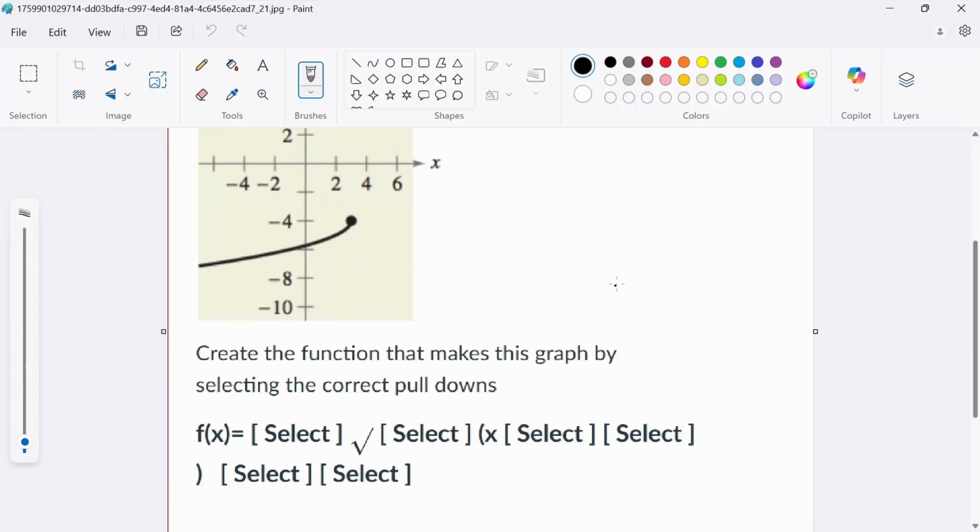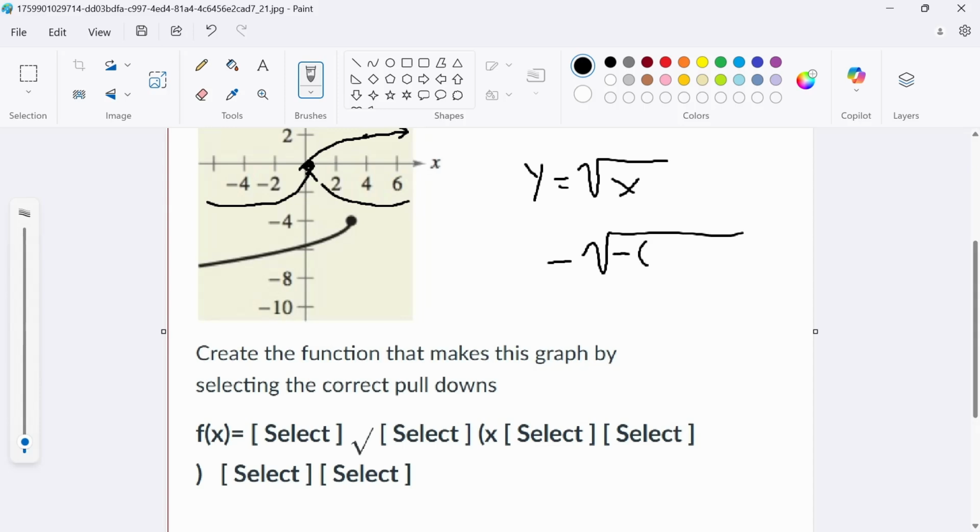Given this graph, create the function that makes this graph by selecting the correct pull downs. Well, this is a square root graph. Y equals square root x looks something like this. So I can see this is reflected over the x-axis, but if it was reflected over the x-axis, it looked like this. It's also reflected over the y-axis. So I have to have a negative in front of the square root and a negative in front of the stuff that's happening to x.